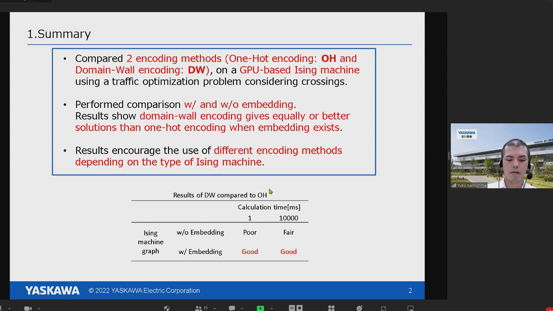So the summary of this presentation is shown in this slide. We compared two encoding methods, one-hot encoding and domain wall encoding, on a GPU-based Ising machine using a traffic optimization problem considering crossings, and performed a comparison with and without embedding. Results show that domain wall encoding gives equally or better solutions than one-hot encoding when embedding exists. The table below gives a brief overview of the results. The results obtained in this study encourage the use of different encoding methods depending on the type of Ising machine.